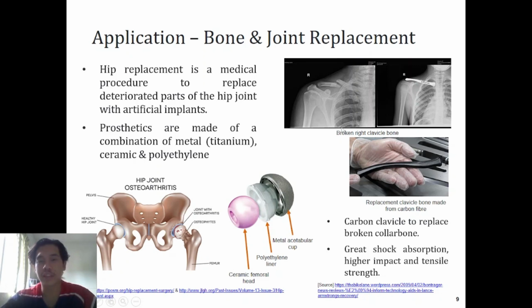Next is a broken right clavicle bone. It is replaced by a carbon clavicle so that it can receive more shock absorption, higher impact, and it also has more tensile strength.